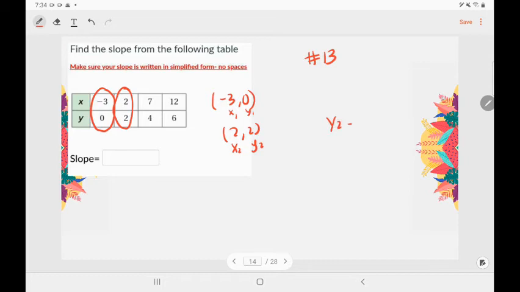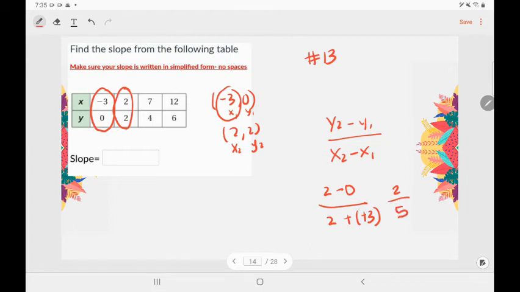My formula, okay, so what is y2? 2 minus y1 is 0 divided by 2 minus x1 is -3. Yes, include the negative and the minus sign, and simplify. 2 minus 0 is 2. Subtracting a negative is like adding, so my slope is 2 over 5, and that is my simplified slope.